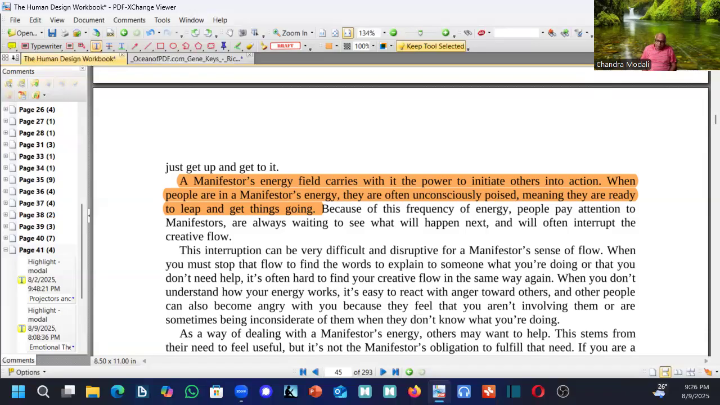Why is he saying that? Can you think? Because he is an individual initiator, and he makes things happen. And he doesn't have the energy to wait. So when you must stop that flow to find the words to explain to someone what you are doing, or that you don't need help, it's often hard to find your creative flow in the same way again.